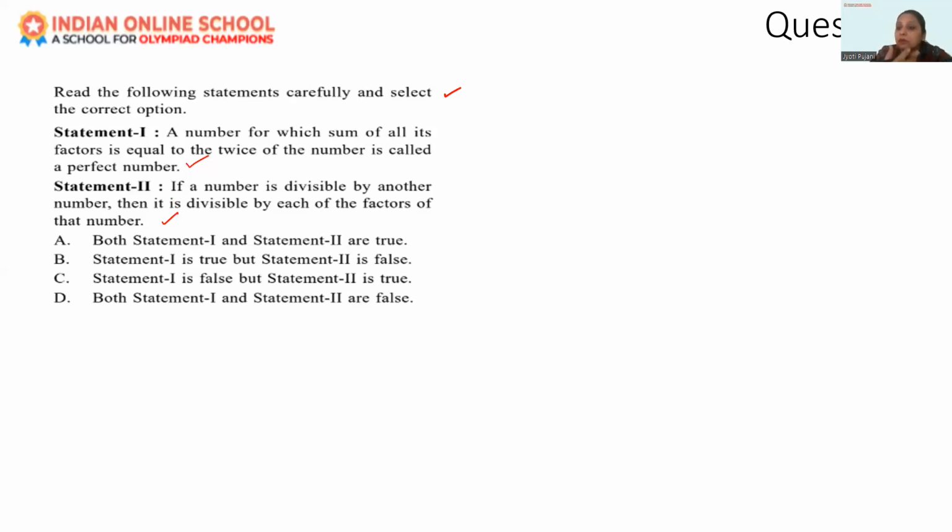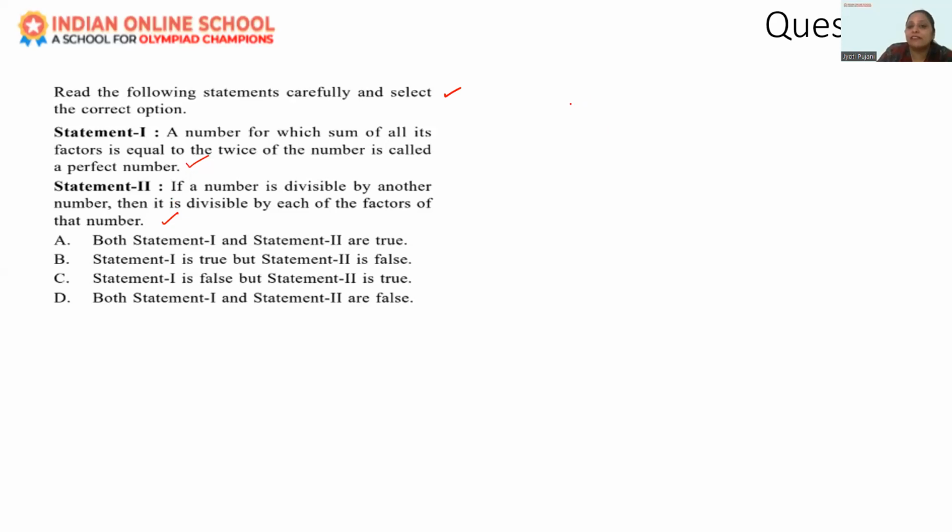It is possible that both statements are true. Both can be false. First is true, second is false. And first is false, second is true. So four options can be your answers. So let's check. What are perfect numbers? Perfect numbers are the numbers whose sum of all factors excluding that number is equal to that number.